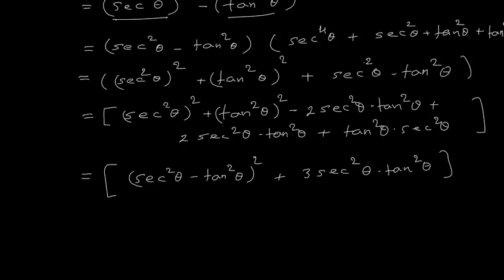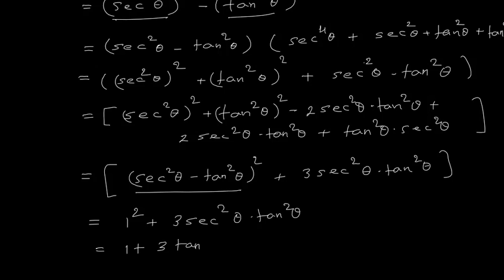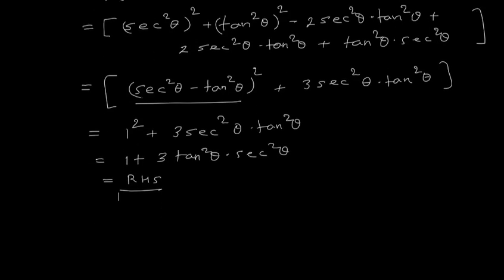Now this sec square theta minus tan square theta is 1, so this is equal to 1 square plus 3 sec square theta tan square theta. So this is 1 plus 3 tan square theta sec square theta, or sec square theta tan square theta. In any way we can write this multiplication. This is our right hand side. So this is how we prove that left hand side is equal to right hand side.